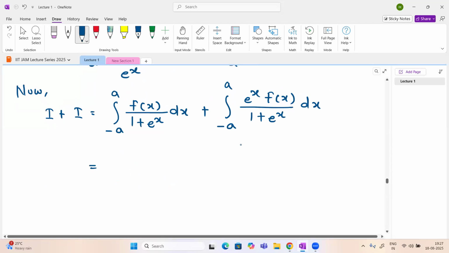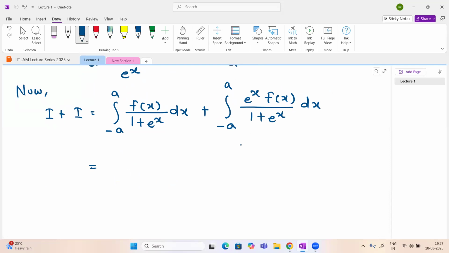How can we simplify it further? By adding, 1 plus e raised to x will be cancelled. So we'll get integral minus a to a f of x dx. Exactly, very good, very good. What's your name? Kashvi. Okay, Kashvi.